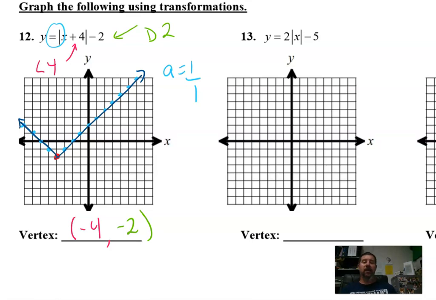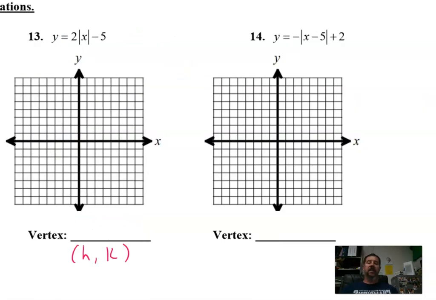All right, let's go ahead and try number 13. In this case, again, I need to start by finding my vertex, the (h, k). There's just an x on the inside, so the h is 0, and my k is negative 5. So that tells me not to go left or right. I'm just going to go down 5 to my vertex. And there's our starting point.